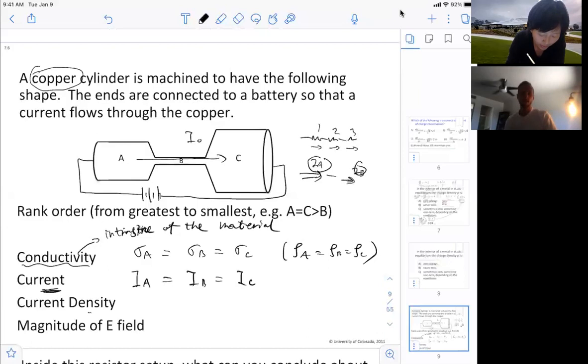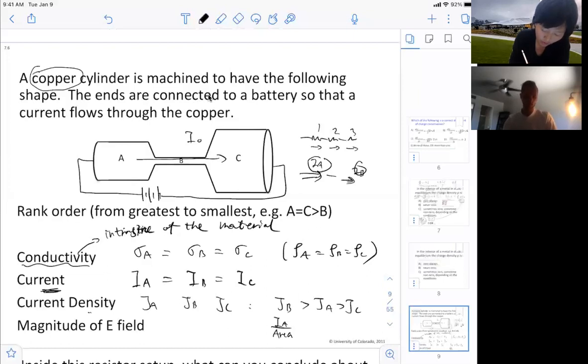And current density, JA and JB and JC, how do they compare? Would it be BAC? BAC, JB is the biggest, larger than A, larger than C. Yes, very good, because J is current over area. The one has the same current, but the one with the smallest area has a bigger density. Very good. So this is correct.